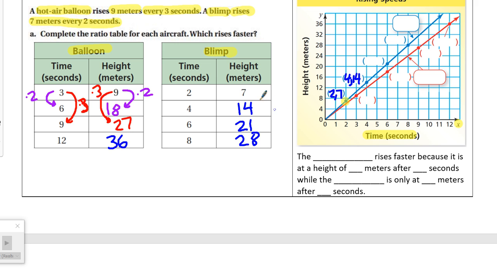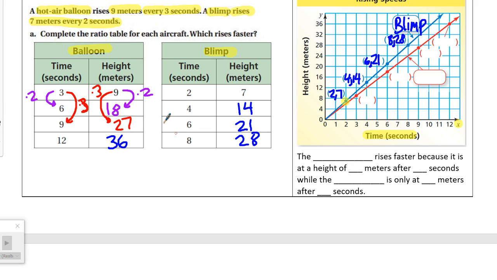Then the next one is 6, 21. At 6 seconds it's at 21. That's a little more than 20. Good. And then the last one is 8 seconds, and that's at 28. So 8, 28. So that blue line must be the blimp. And I don't have enough space here, so I'm going to write outside the lines. Such a lawbreaker. Is this red? Yeah, it is red. Okay.